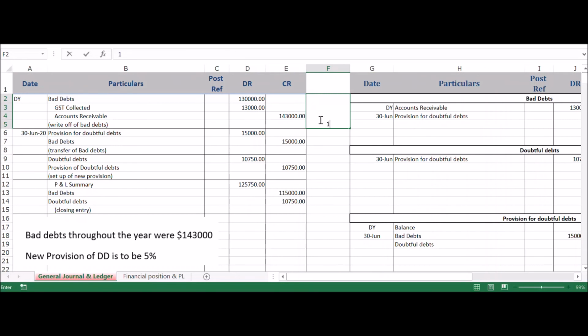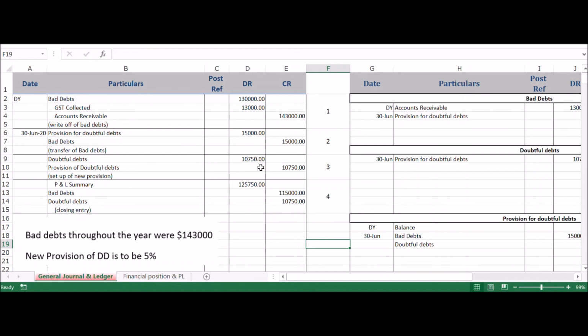Step 1 is to record the write off of the bad debts. Step 2 is to transfer the bad debts to the provision. Step 3 is to set up the new provision. And step 4, if I can get this merged and centered, step 4 is to transfer your expenses to the profit and loss summary.